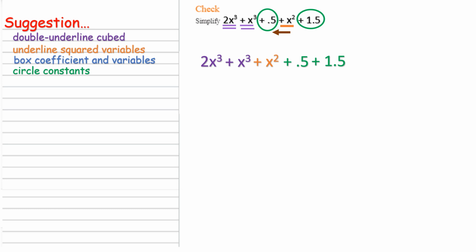Now, according to my associative property, I need to be able to combine my like terms. Remember that x to the third power has an understood coefficient of 1. So I actually have 2 plus 1, which is 3, and I keep my x cubed. My x squared just gets dropped down with the addition sign, and then I just simply combine my two constants. 1.5 plus 0.5, or 1.5 plus a half, that just gives me 2.